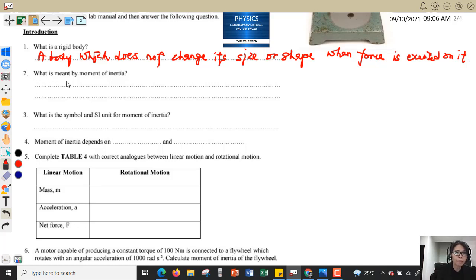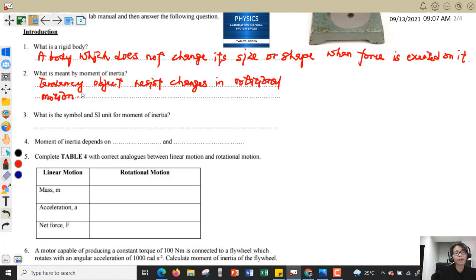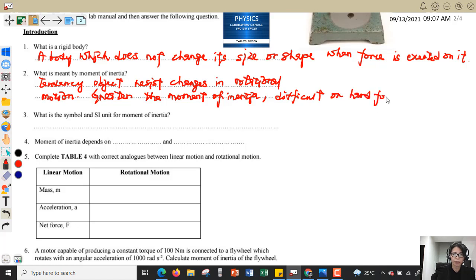Question 2. What is meant by moment of inertia? We want to determine the moment of inertia for the flywheel. So, what actually is meant by the moment of inertia? Moment of inertia is the tendency of an object to resist changes in rotational motion. So basically, the greater the moment of inertia, the more difficult or hard it is for the object to rotate.